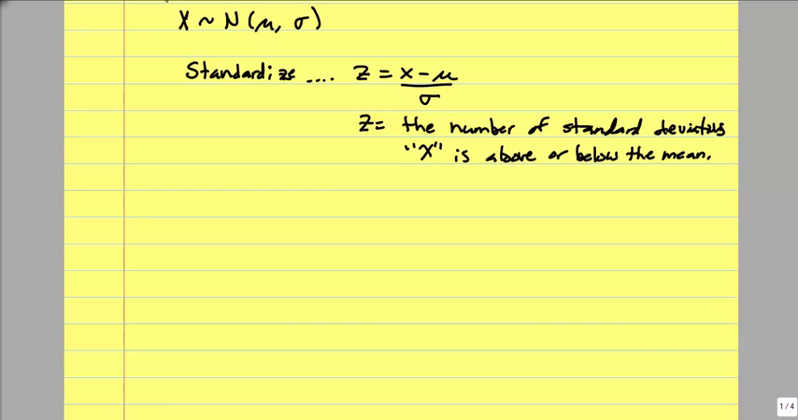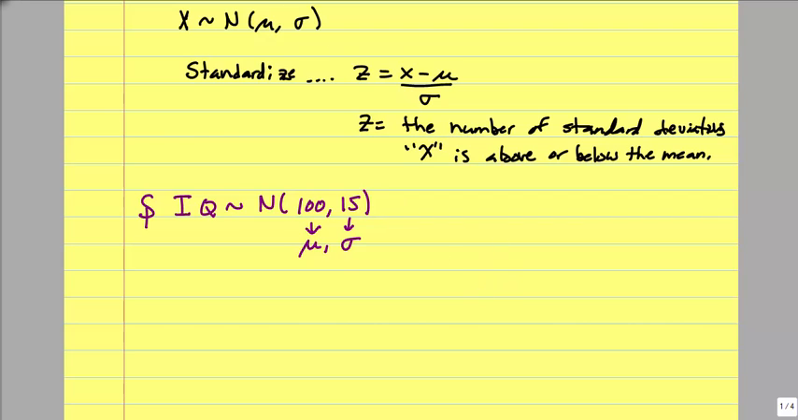So I think the easiest way to go is to go ahead and look at quite a few examples. So for this first example, let's look at a graph that depicts the IQ scores of adults. Let's suppose IQ is distributed normally with a mean of 100 and a standard deviation of 15. Just as a reminder here, 100 is the mean, it goes first, 15 is the standard deviation and it goes second.